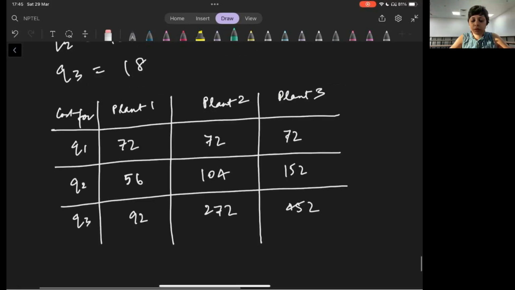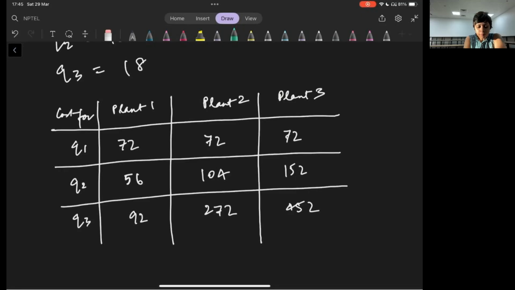So coming back to what the firm will do, you're comparing the cost among plants 1, 2 and 3 for the same quantity. So if you multiply each of these cost values by Q1, you're still comparing the same thing, right? 72 Q1, 72 Q1, 72 Q1, it doesn't make a difference, right? That is why I said you don't need the total cost. You can actually use just the average cost.